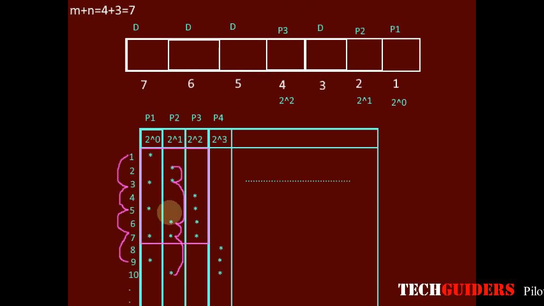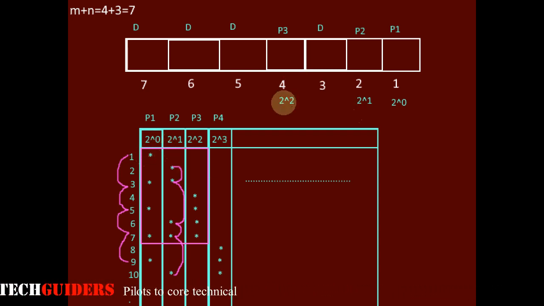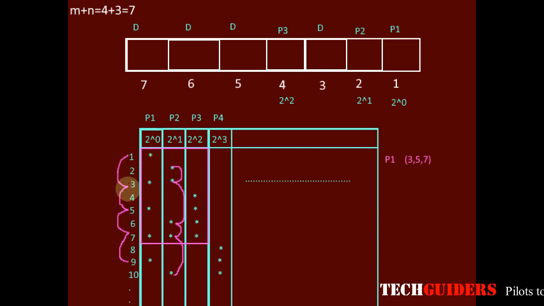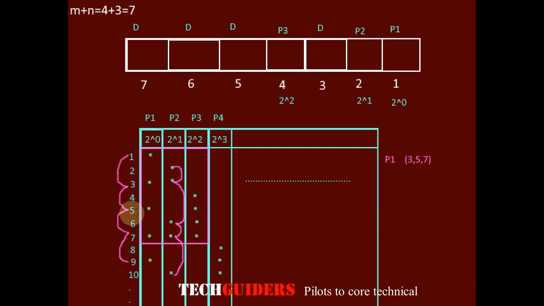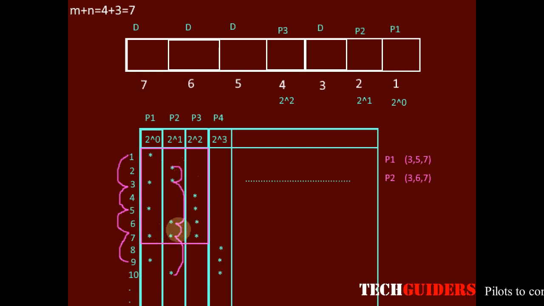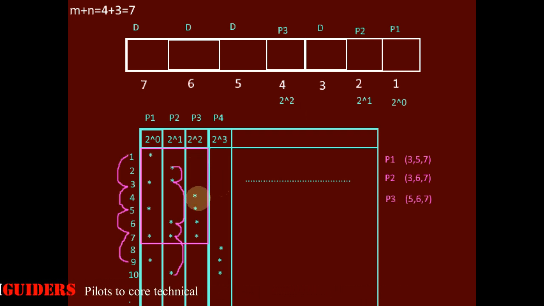In our example, we have 7 bit positions, and hence 2 to the power 0, 2 to the power 1, and 2 to the power 2 are involved. Thus P1 at the position 2 to the power 0 will take care of the bit positions 3, 5, and 7. Similarly, P2 at position 2 will take care of the bit positions 3, 6, and 7. And P3 at position 2 to the power 2 will take care of the bit positions 5, 6, and 7.